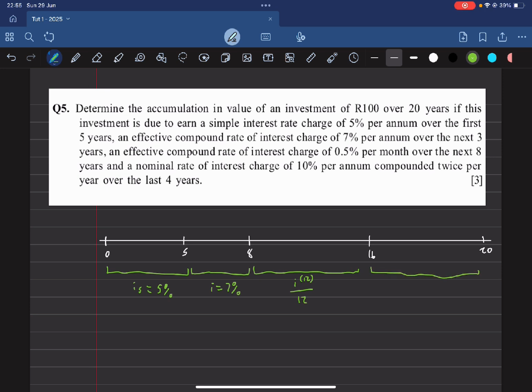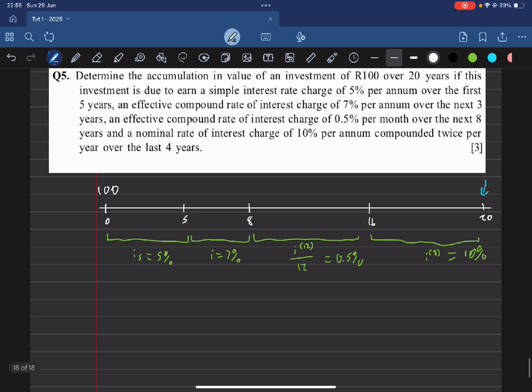And then for the last 4 years, it says you get this interest rate. So yeah, not divided by 2 because it's nominal, and it is 10%. And this one is 0.5%. Okay, and your accumulation is for 100 Rand, I think. Yeah. Okay, cool. So now all we have to do is basically find the future value at time 20, after 20 years. So your future value, we're just going to do it for each period.